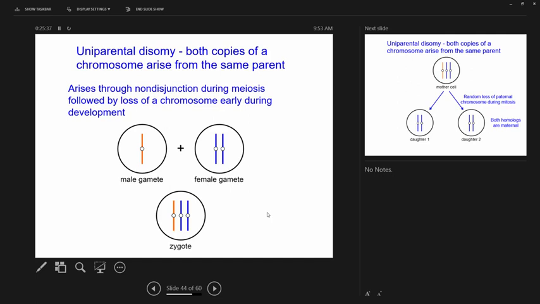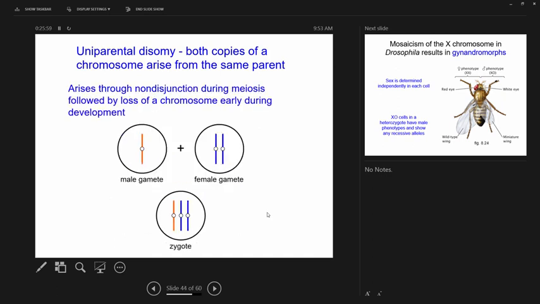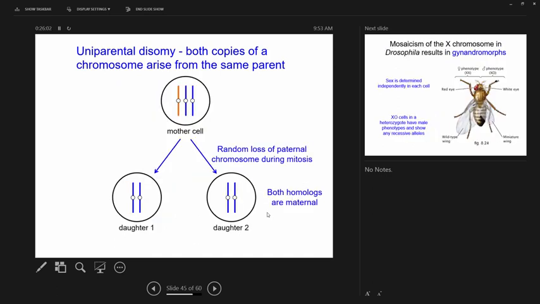And then after you're a zygote, but before you reach the point at which failure to develop occurs, you get loss of one of the chromosomes. Now you could lose either the red one here or one of the blue ones, but in this case you've lost the red one, which is from the dad. So you end up with an individual that for this particular chromosome, both of them came from one parent.